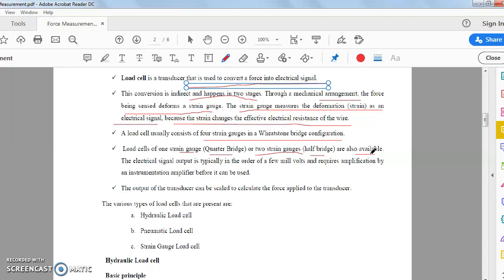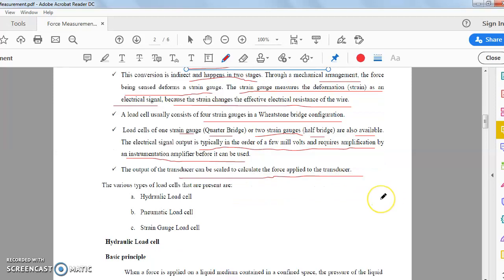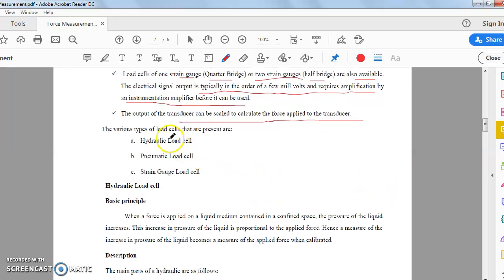The electrical signal output is typically in the order of a few millivolts and requires amplification by an instrumentation amplifier before it can be used. The output of the transducer can be scaled to calculate the force applied to the transducer. So there are 3 types of load cell: hydraulic, pneumatic, and strain gauge.